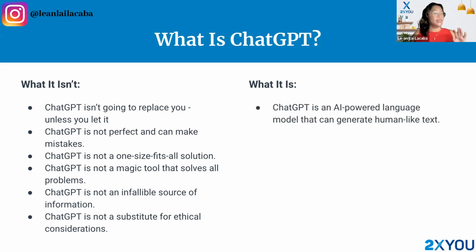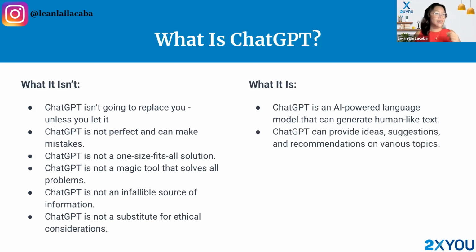So what ChatGPT is, is an AI-powered language model that can generate human-like text. So it's kind of like talking to a friend online. You ask questions, it gives you something back. You can rant to it. Some people use it as a therapist, but that's definitely going to be up to you. But it can generate that human-like text.